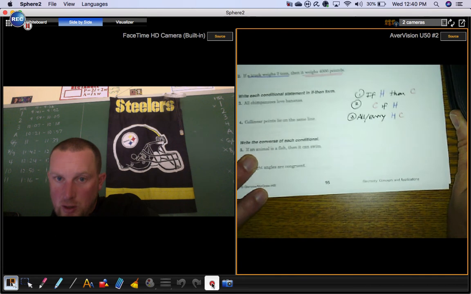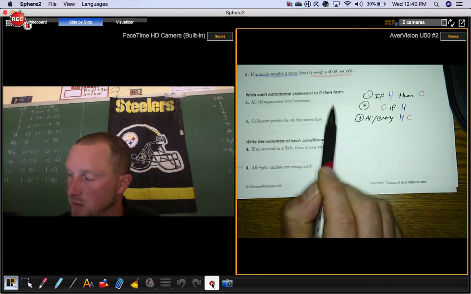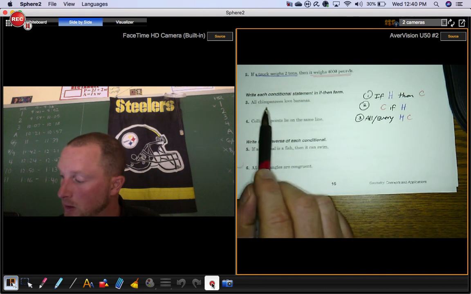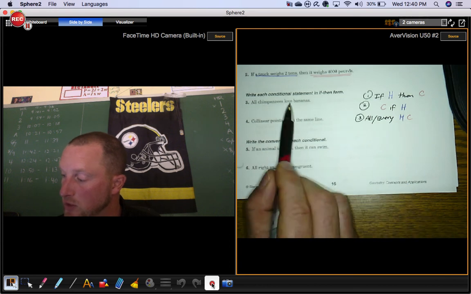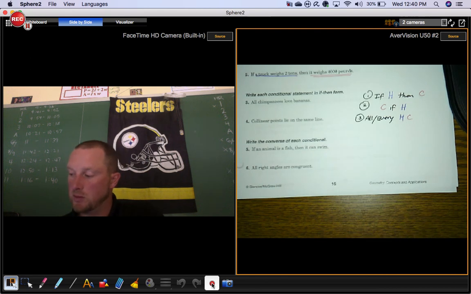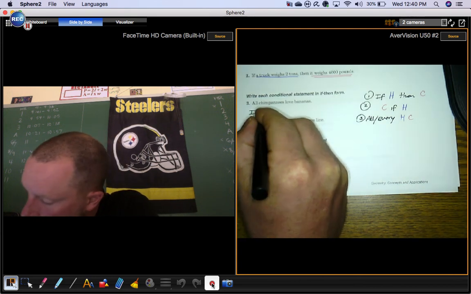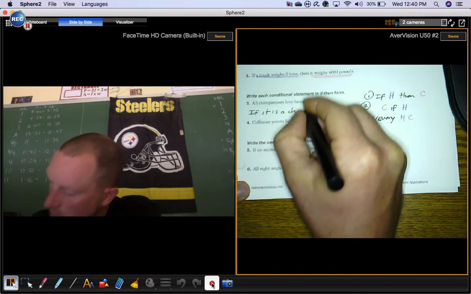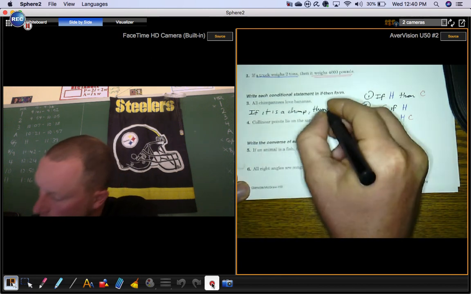Okay, so look at this number 3, all chimpanzees love bananas. Which one does that fit? There's no if, there's no then, so it's not these two. It's this guy. All chimpanzees love bananas. So we're talking about a hypothesis and a conclusion in here somewhere. Okay, so you need to make it look like this. You could say, if it is a chimp or chimpanzee, then it loves bananas.